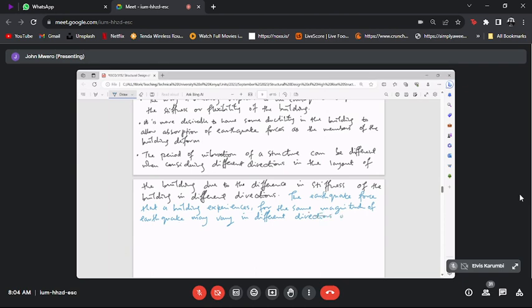Of the building, in plan, depending on the dimensions of the building, in those considered directions.